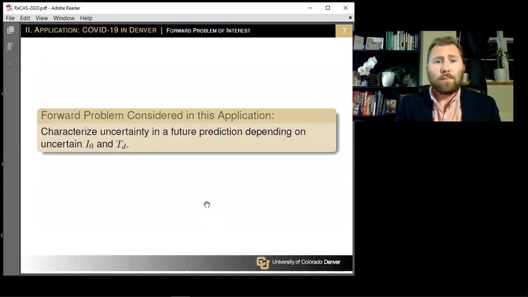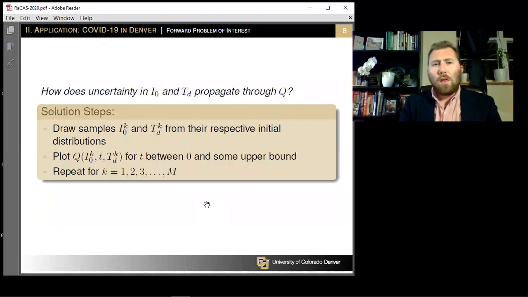So the forward problem that we're going to consider in this application is to characterize uncertainty in a future prediction that depends on uncertain values of the initial number of confirmed cases and the doubling time. So in other words, how does uncertainty propagate through our map, depending on the uncertainty in our parameters? That's kind of an initial question that we're going to ask ourselves here. And here's how we can solve this kind of a question.